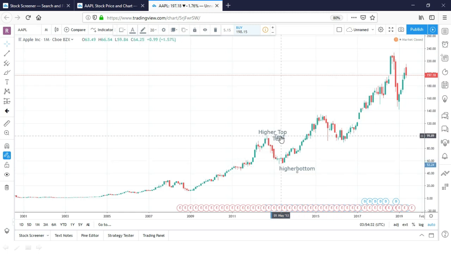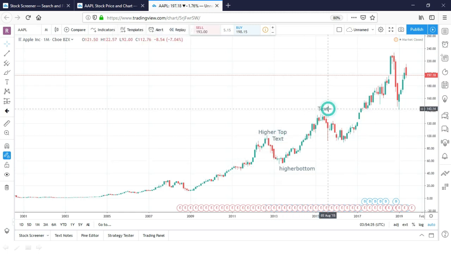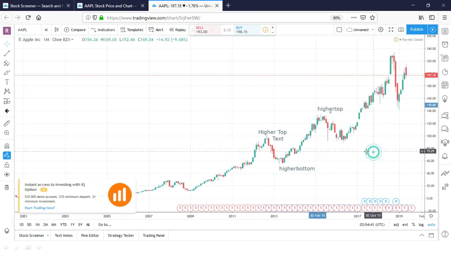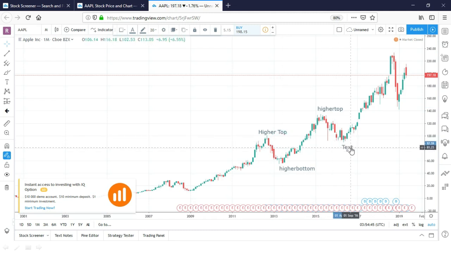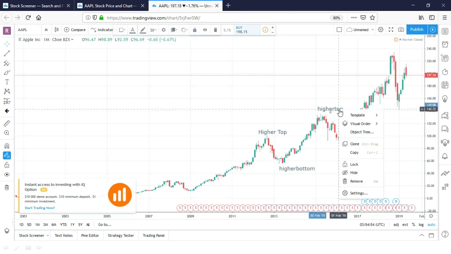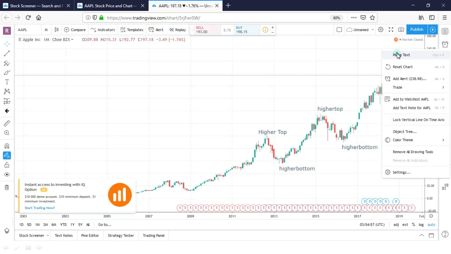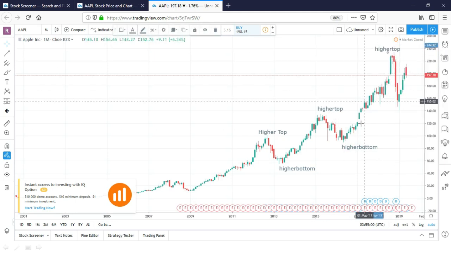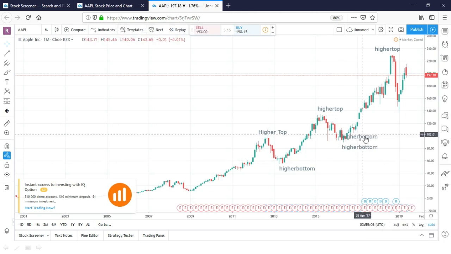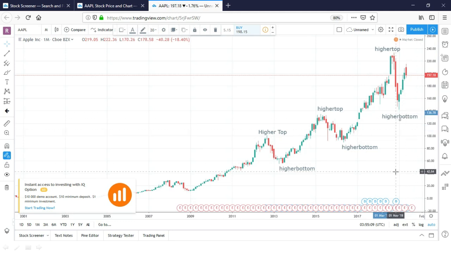Higher bottom. Then again it is higher top. Again we got higher bottom. Then again a higher top, and again price creates higher bottoms. So now we see a stock which is already in a positive trend, and the stock is trending.